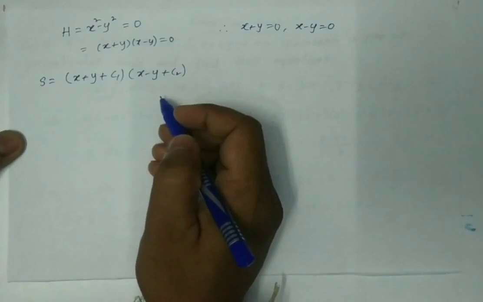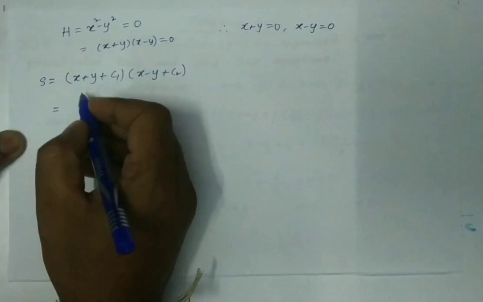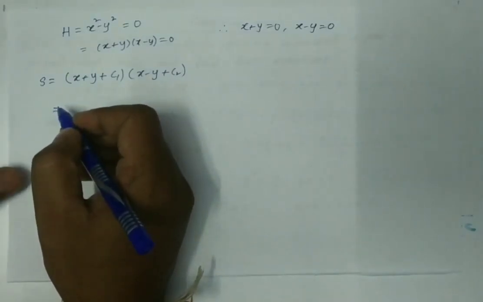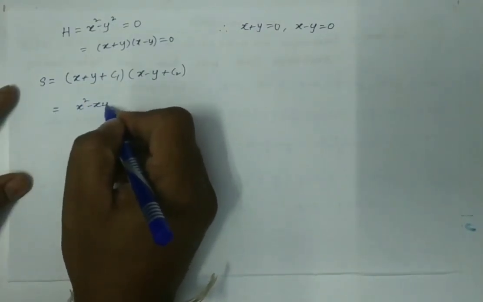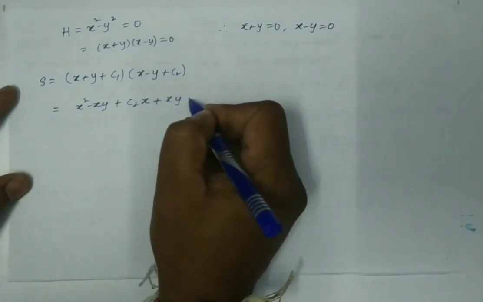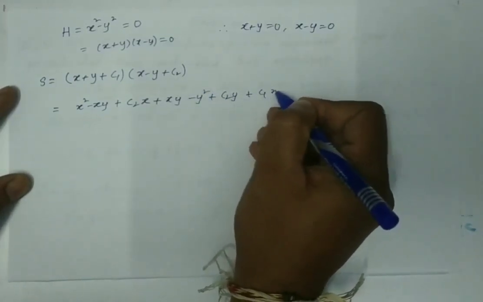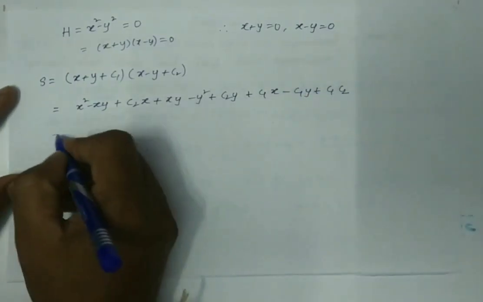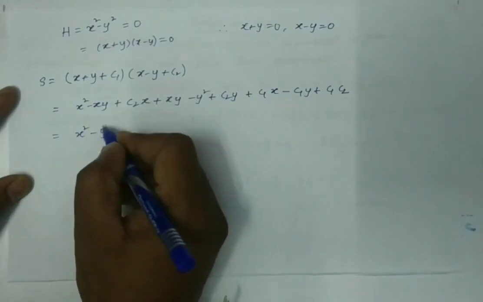Here S is nothing but x square minus y square minus x plus 3y minus 2 is equal to 0, which is equal to x square minus xy plus c2x plus xy minus y square plus c2y plus c1x minus c1y plus c1 c2. So it equals x square, where minus xy plus xy get cancelled, minus y square.